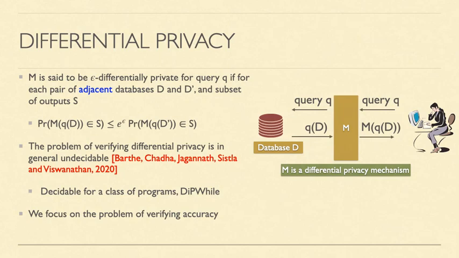So differential privacy has a nice definition, which we have reproduced here. And actually, we had studied the problem of verifying differential privacy in our LICS 2020 paper. And what we had shown was that the problem of verifying differential privacy is in general undecidable. And we had also identified a class of programs which we call difffilter, for which this problem became decidable. Okay, so in this paper, what we are focusing on is the problem of verifying accuracy of differential privacy.